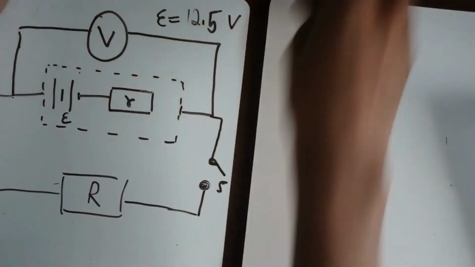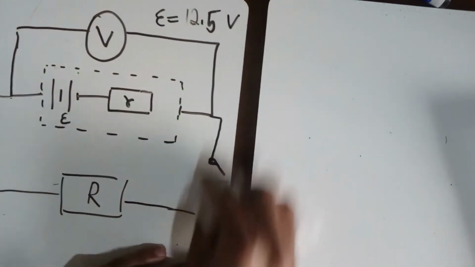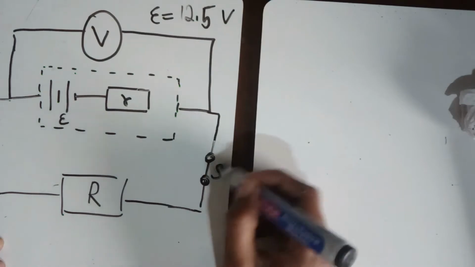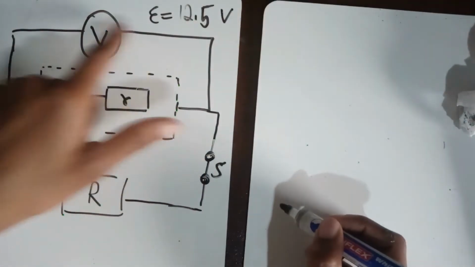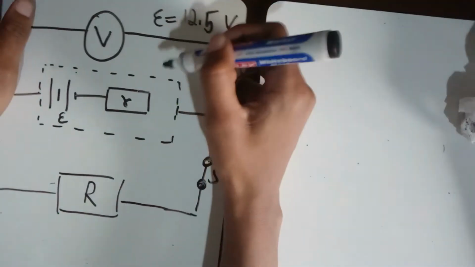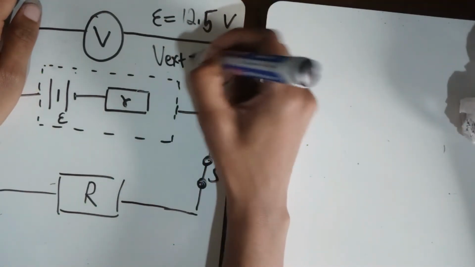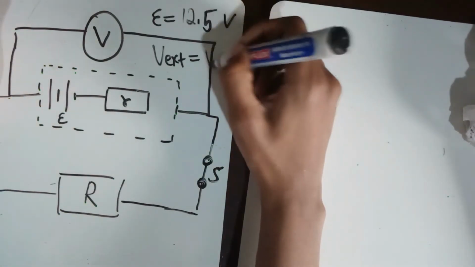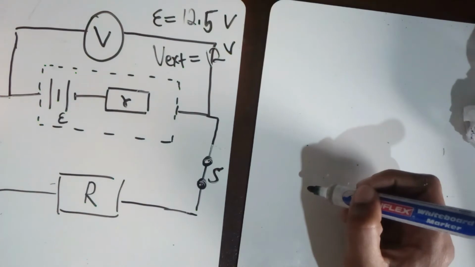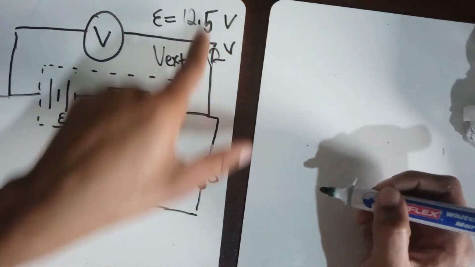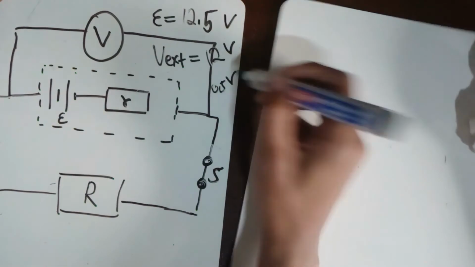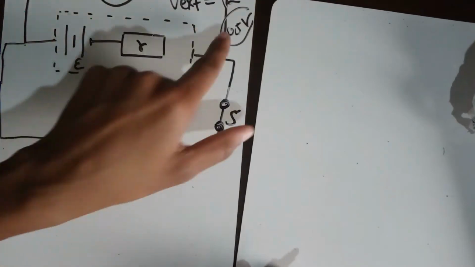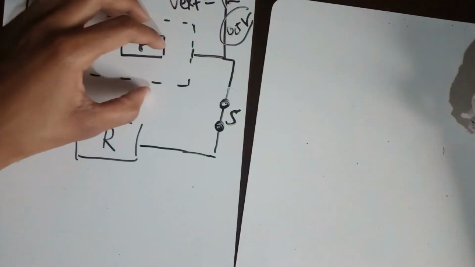Now, all of a sudden, you decide to close this switch, so switch S is closed. When you close it, you see that your voltmeter is going to give you a different value. Now it gives you what we call the external potential difference, and maybe that external potential would have dropped from 12.5 to maybe 12 volts. So now you must be noticing something. Where did the 0.5 volts go? This 0.5 is what we call the internal potential difference of the battery.